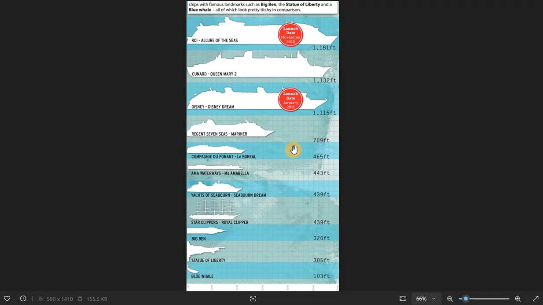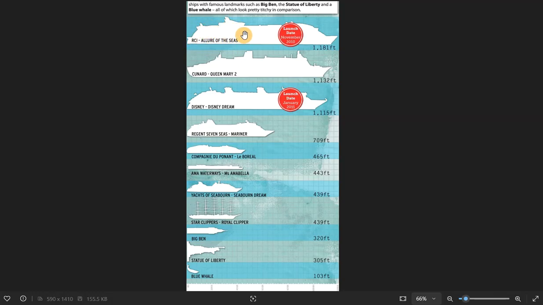Here's another picture to see how big this thing is. Down here at the bottom of this chart, we have a blue whale. The blue whale is the largest mammal on Earth, and it is 103 feet long. If you've ever been to England and seen Big Ben, that's how tall Big Ben is. This is how tall the Statue of Liberty is. And this ship, Allure of the Seas, is gigantic.